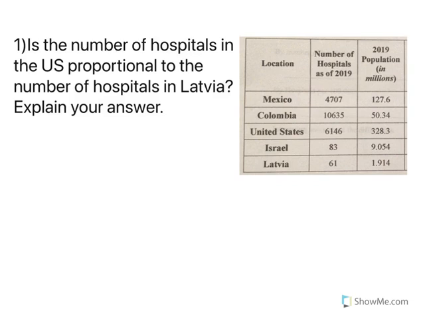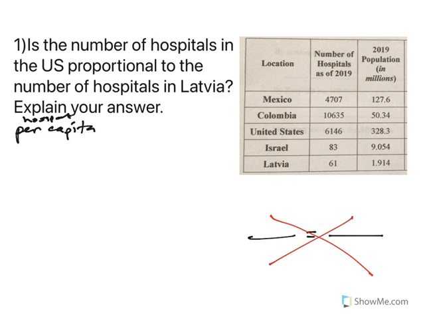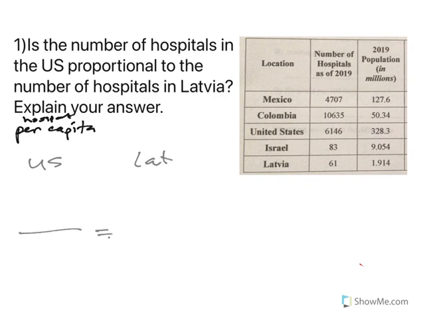And explain your answer. Okay, so what we want to do is basically compare the per capita, right? The hospitals per capita. So think about what a proportion means. If we have a proportion and you cross multiply, numerator to denominator, if the two sides are equal, that means they are proportional. Okay, so let's do this. We're going to compare the U.S. to Latvia.